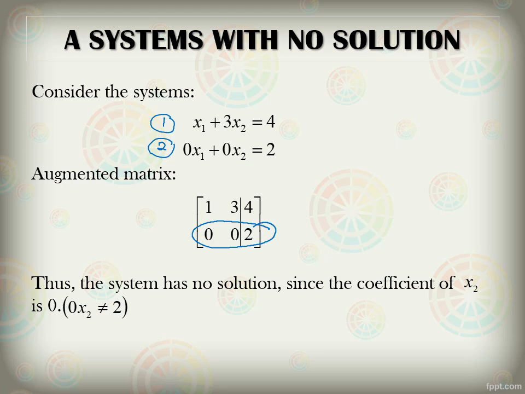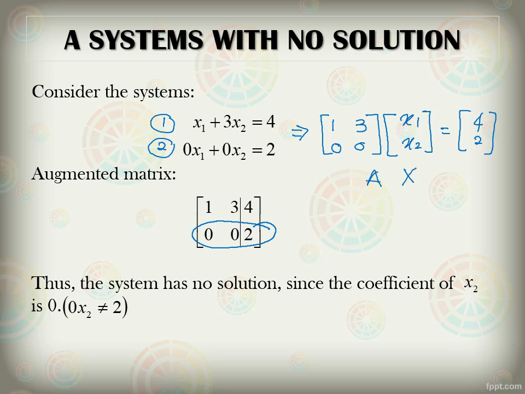Alright, so rewrite this into matrix form. This is 1, 3, 0, 0, and your x1, x2 here is equal to 4, 2. So this is matrix A, matrix X equal to matrix B. And we write this into augmented form. Okay, you will have this.